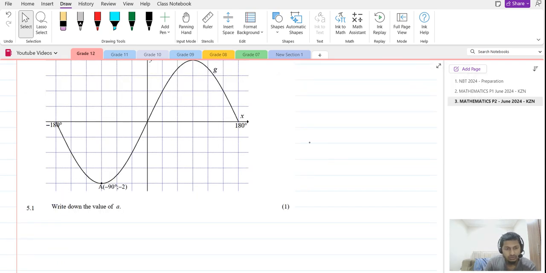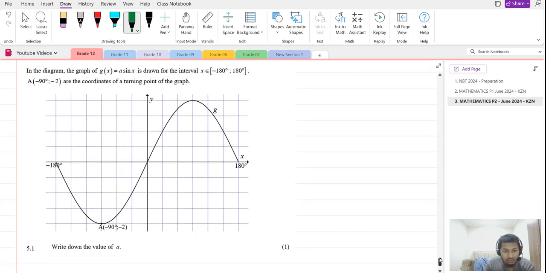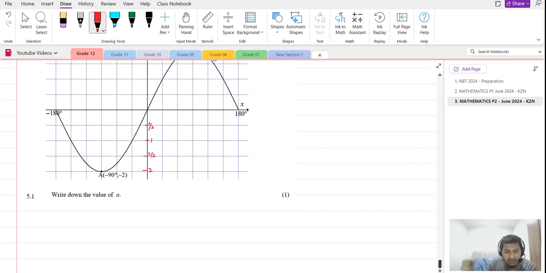In order to solve the value of a, we need to check the diagram. The graph of g is a sine x, drawn from -180 to 180. We can see this is the normal sine graph, and these intervals go as half, -1, -3/2, -2. So we can see the amplitude is 2, so the value of a is equal to 2.